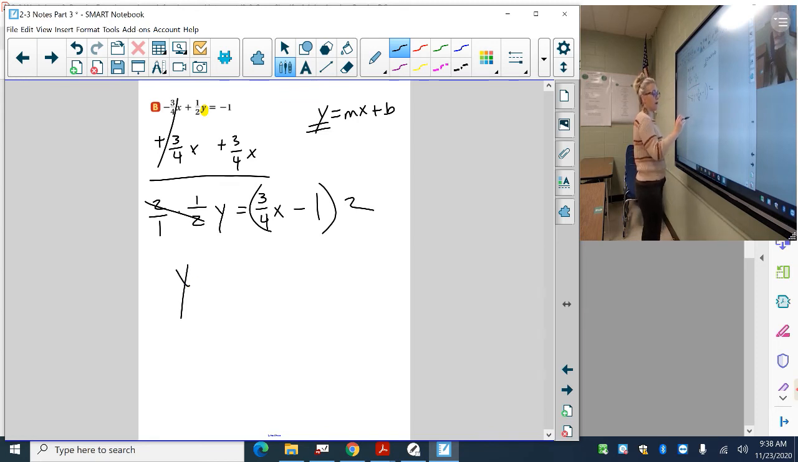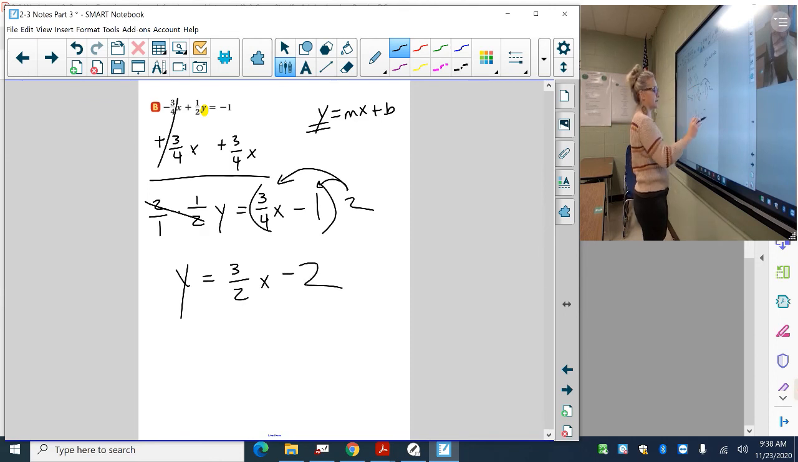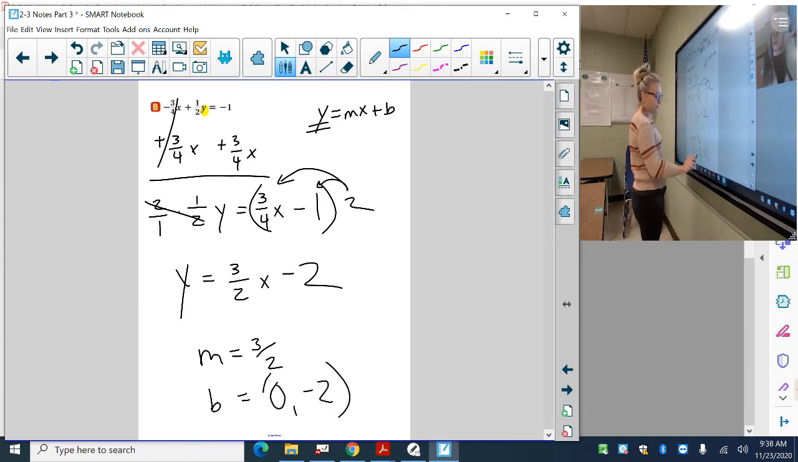So I'm left with y equals, and then distribute. 3/4 times 2 is 6/4, or 3/2 x, and if you're not sure, use a calculator. -1 times 2 is -2. So I have y equals positive 3 over 2 x minus 2. The slope is 3 over 2. The y-intercept is (0, -2). Make sure you write the y-intercept as a point because it is a point.